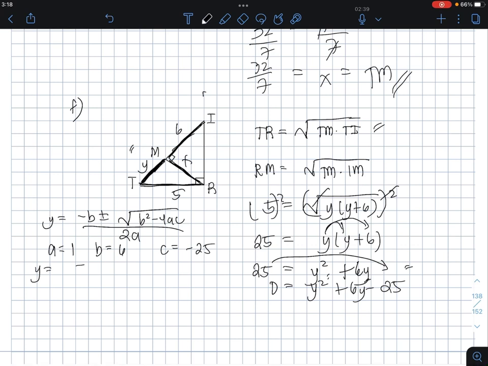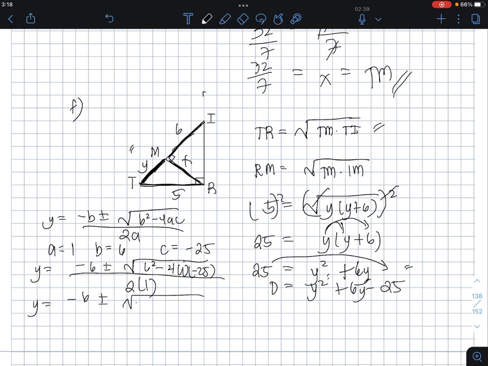So, Y is equal to negative 6 plus minus square root of 6 squared minus 4 times A, which is 1, times C, which is negative 25, over 2 times A, which is 1. So, we have Y is equal to negative 6 plus minus square root of 6 squared is 36. So, negative 4 times 1 times negative 25 is positive 100 over 2. So, Y is equal to negative 6 plus minus square root of 36 plus 100 is 136 divided by 2.